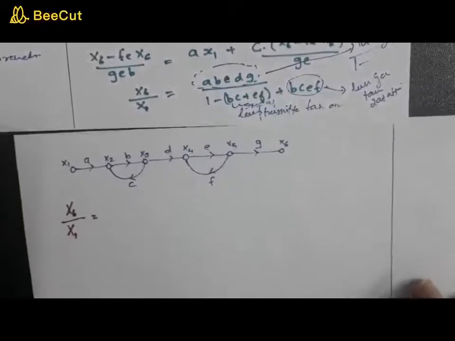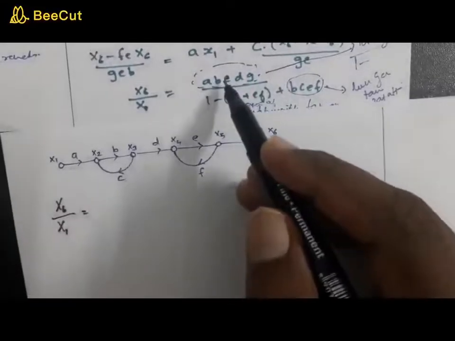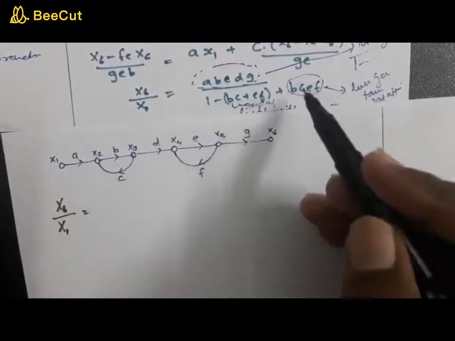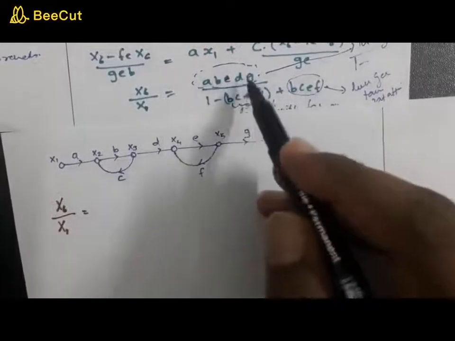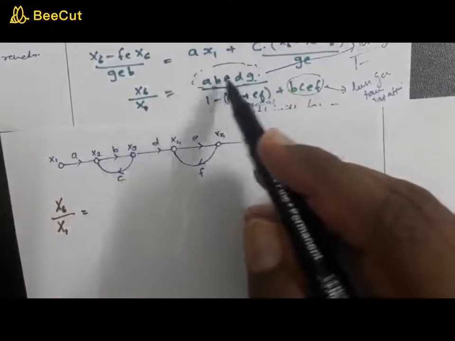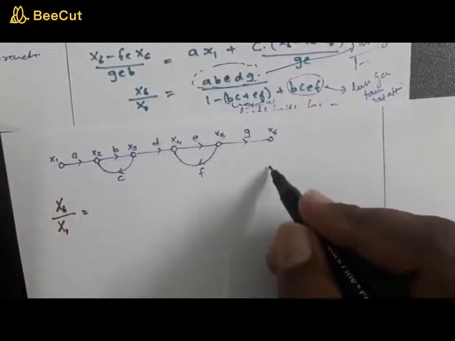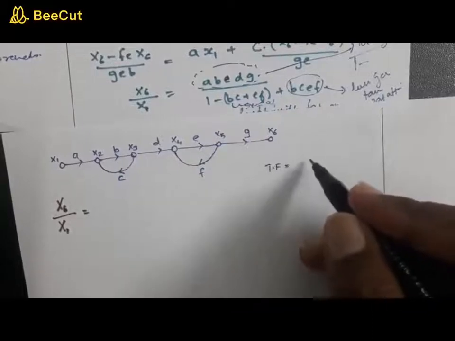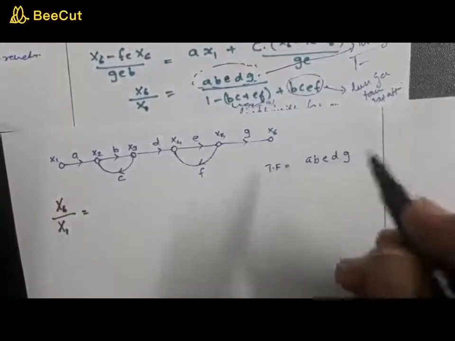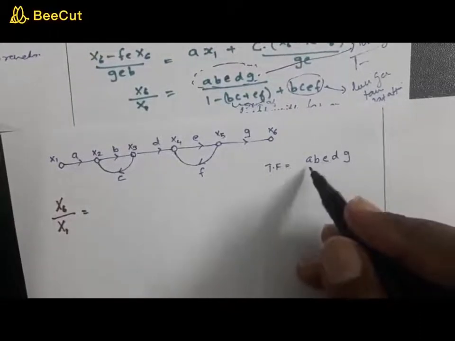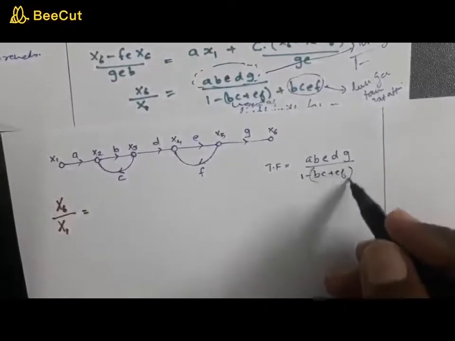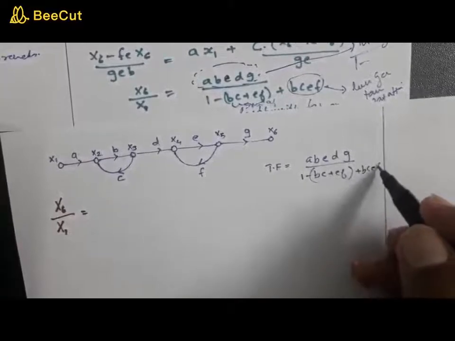Now the transfer function is given by a, b, e. It is not c. E into dg by 1 minus bc plus ef plus bc into ef. You may do the correction. So this is the correct one. I mean, when you derive, you are going to get like this. I will rewrite it for you. The transfer function is given by a, b, e, d, and g. It's not C. 1 minus BC plus EF, plus BC EF.